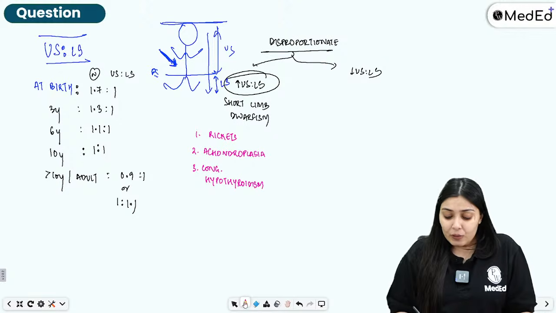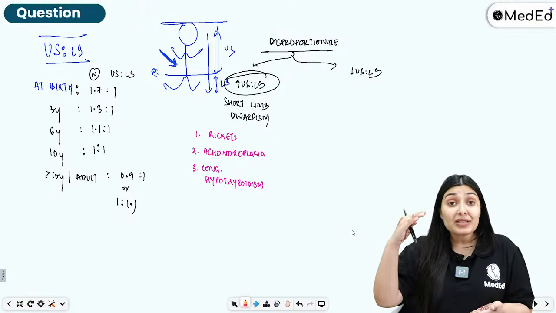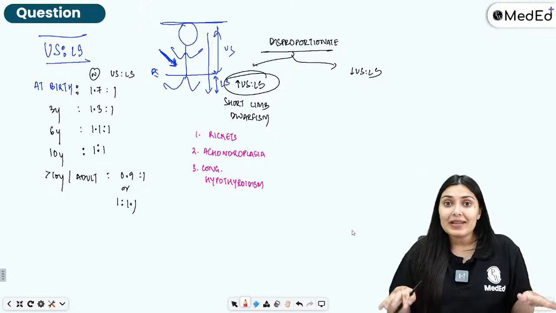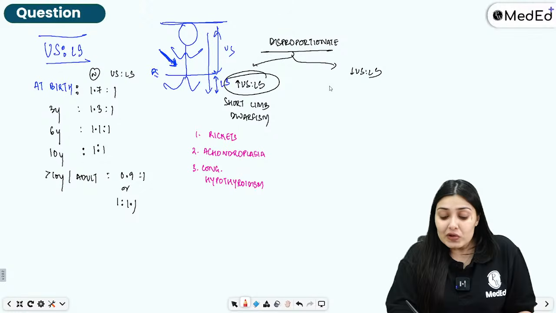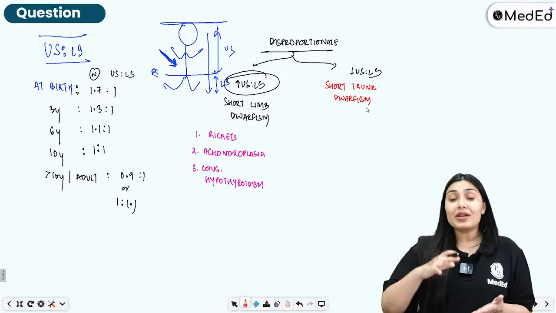What about the second category where the upper segment lower segment ratio is actually decreased? That means my upper segment is short and my lower segments are normal. So this is short trunk dwarfism. Here my trunk is short.